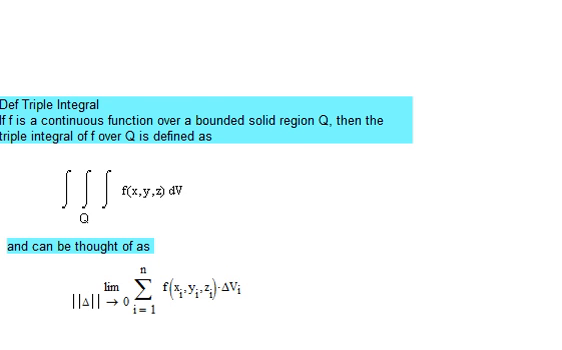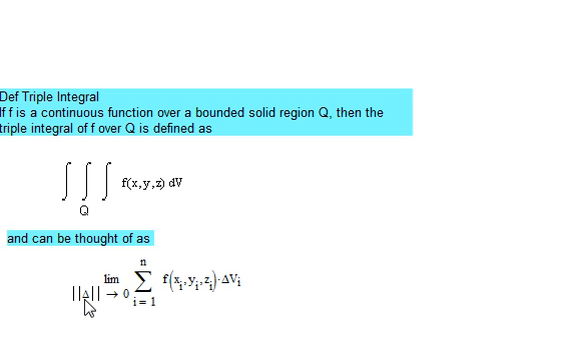So we can think of it as the limit as the absolute value of del approaches 0, where del represents the diagonal of the parallelepipeds, of f of xi, yi, zi, delta v. Now this is the volume of the rectangular parallelepiped piece, the tiny box, and f is evaluated at some point in that box.